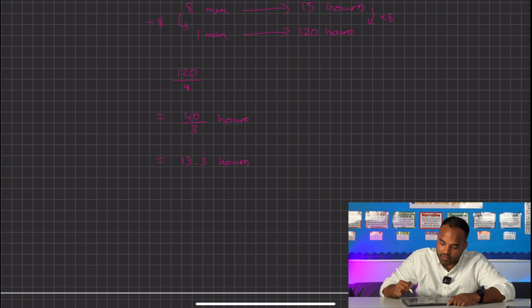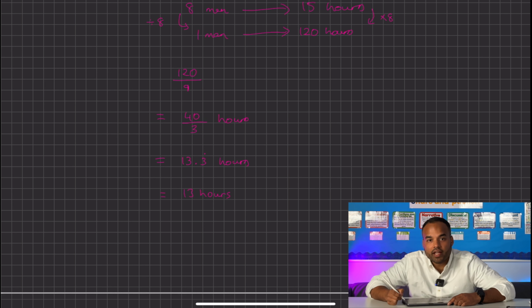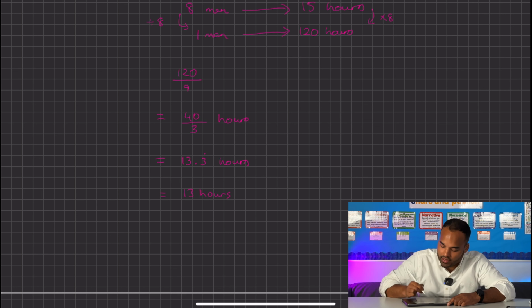But in terms of hours and minutes, we have 13 whole hours and then 0.3 recurring of an hour. So 0.3 recurring as a decimal is a third. A third multiplied by 60 gives 20. So it's 13 hours and 20 minutes. That's how long it takes 9 men.